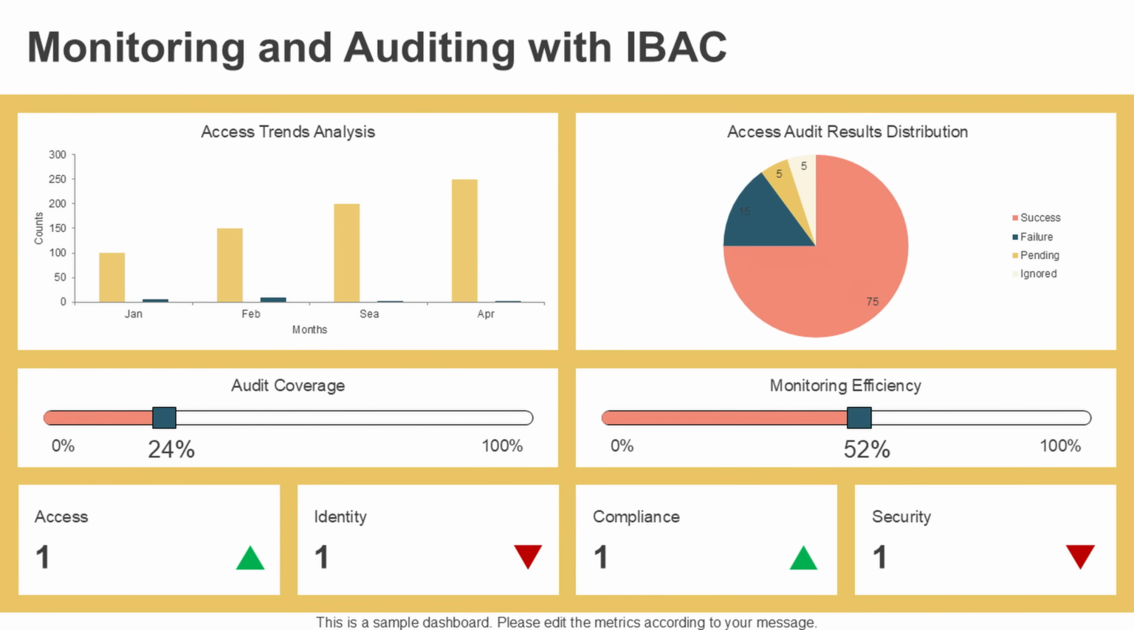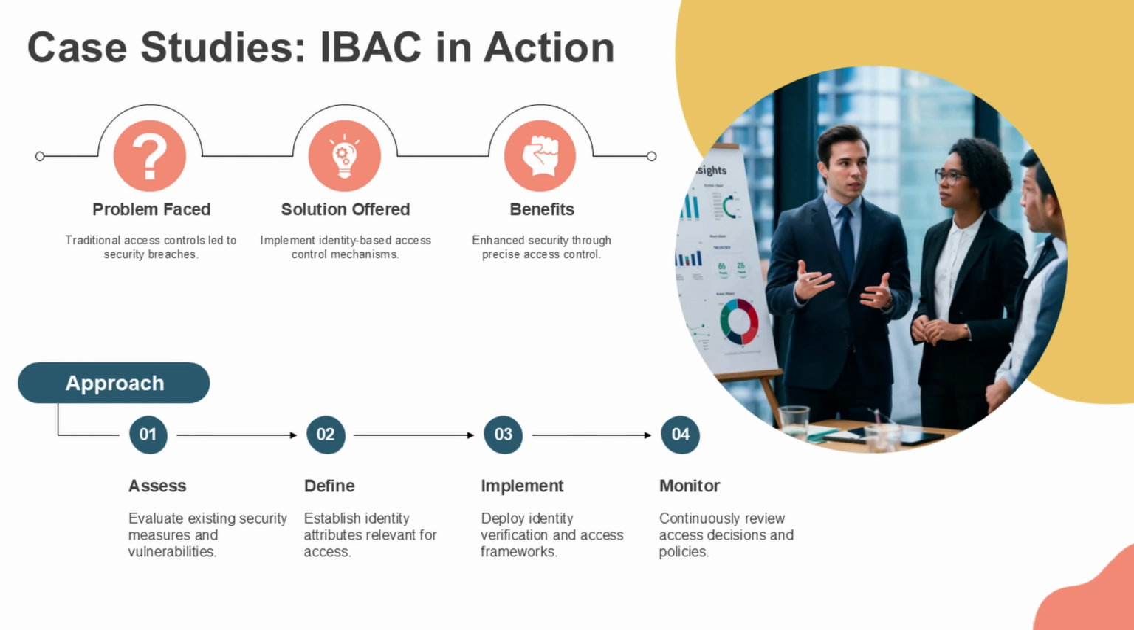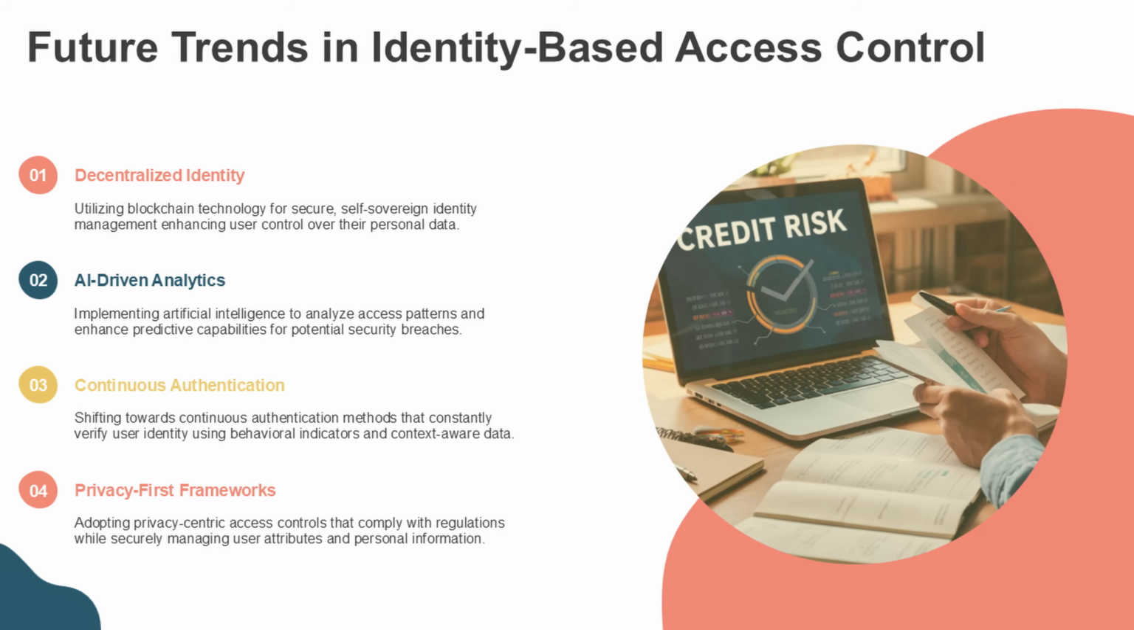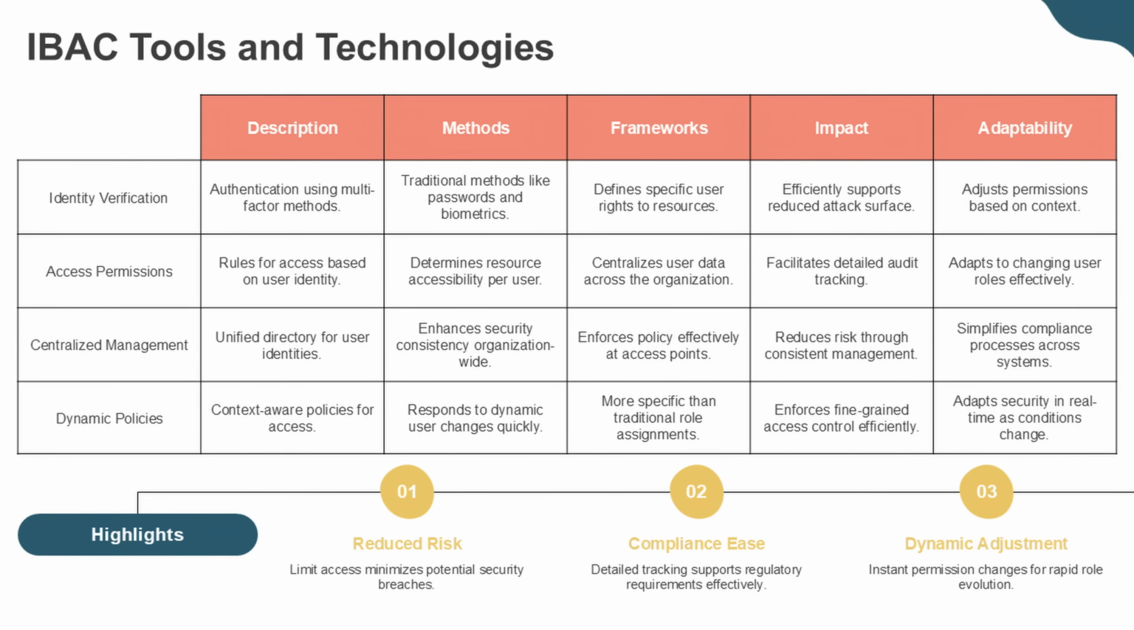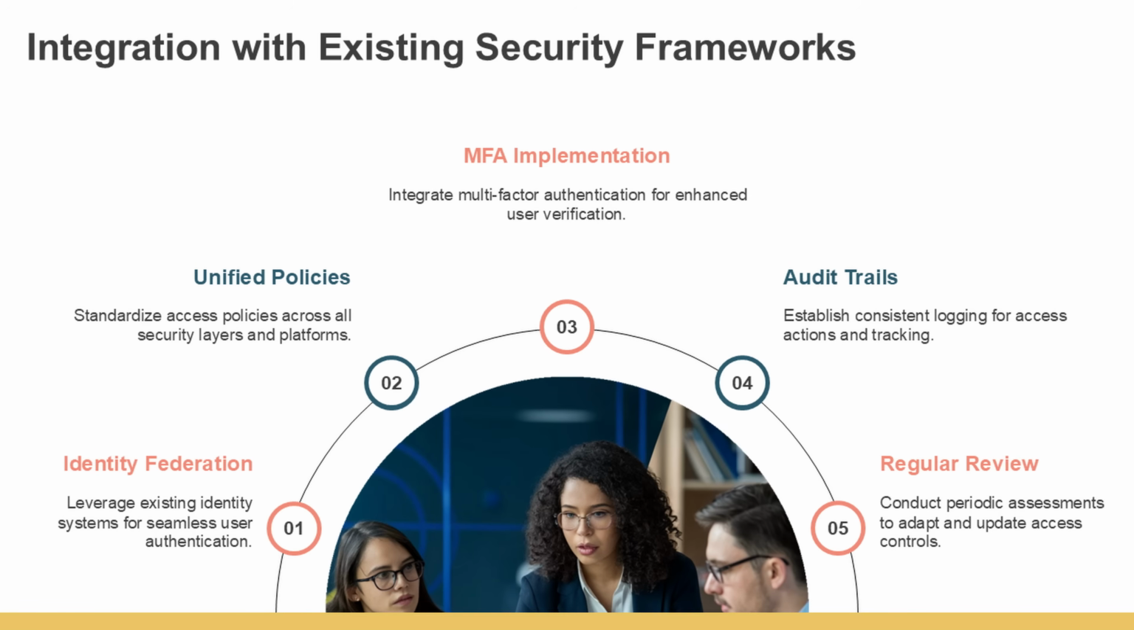IBAC facilitates detailed tracking of who accessed what resources and when, supporting regulatory requirements for access monitoring and auditing. Enhanced security granularity is another benefit, as organizations can implement precise security controls that match business requirements without resorting to overly permissive access policies. And finally, adaptive security posture. As user roles and responsibilities change, access permissions can be dynamically adjusted without requiring reconfiguration of the network infrastructure.